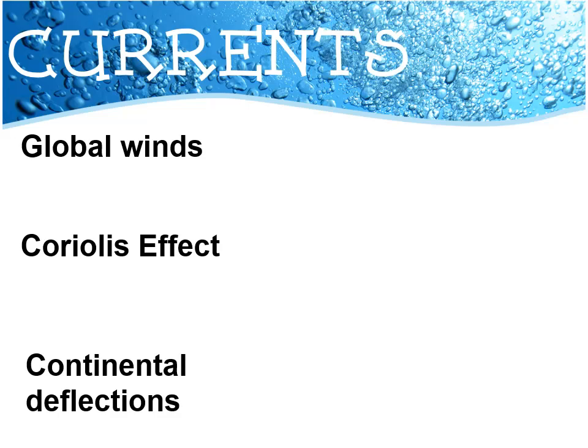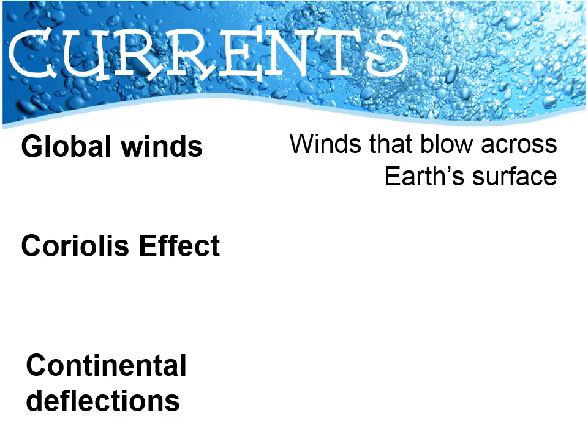Let's start with global winds. All of these are winds that blow across Earth's surface. These wind patterns are constant, they're steady. They don't blow one day and then not the next. They're all the time blowing across the top of the water.